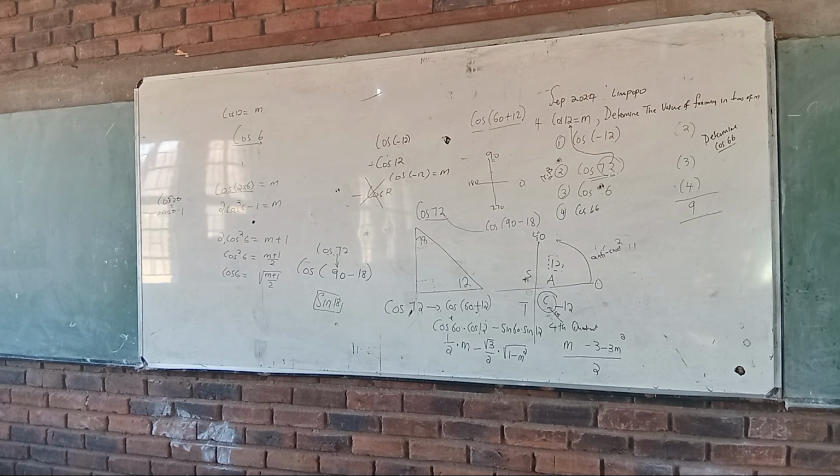Oh, yes, yes. Oh, you said 90 minus 24. That's right. 90 minus 24 is 66. Okay, sine 24. Sine 2 times 12, you're right. 2 sine 12 cos 12. Cos 12 is m. Oh, yeah, so you are right.